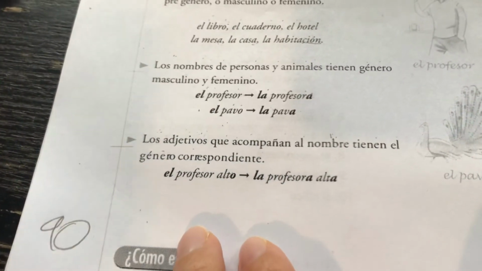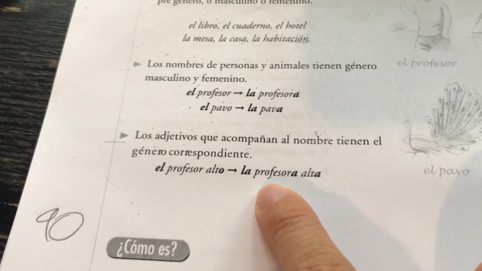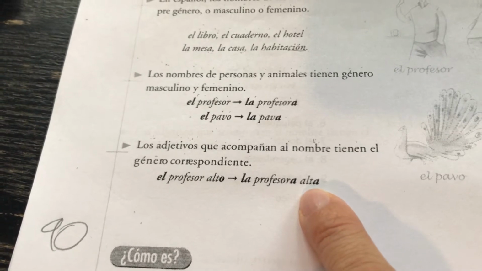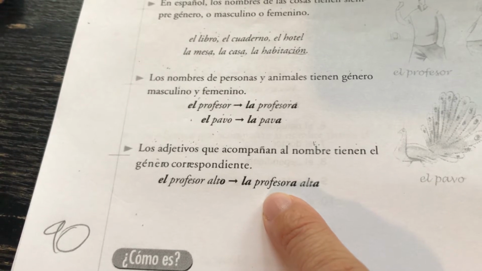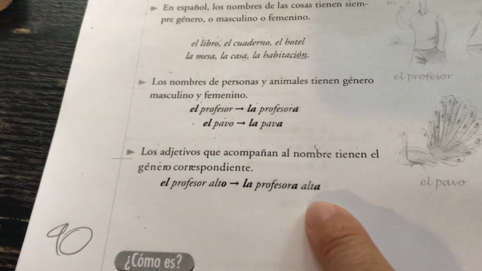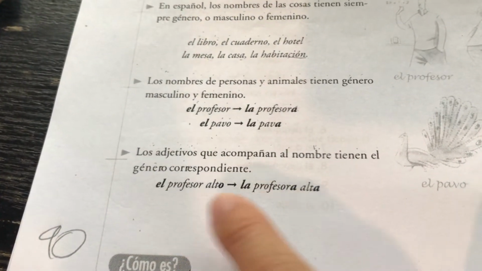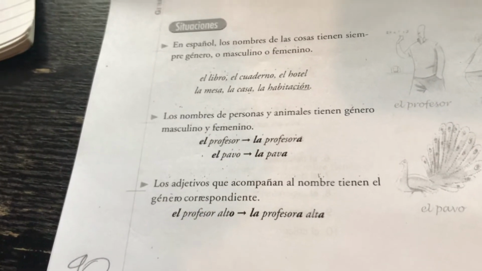And now the second difference is that when you have a female noun, here, la profesora, your adjective needs to match the noun. So if the noun is feminine, your adjective needs to be feminine as well. So alto becomes alta. Okay? So you see, la profesora alta. What's your question? Nothing. You sure? You got it?